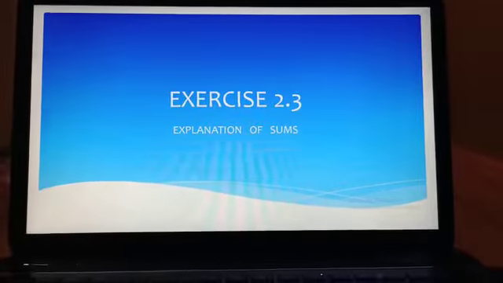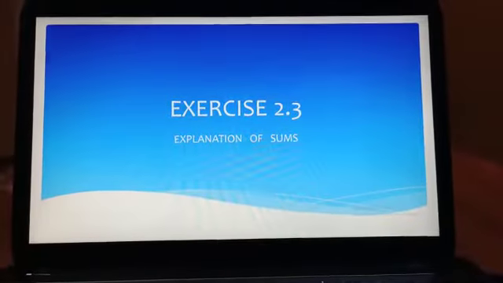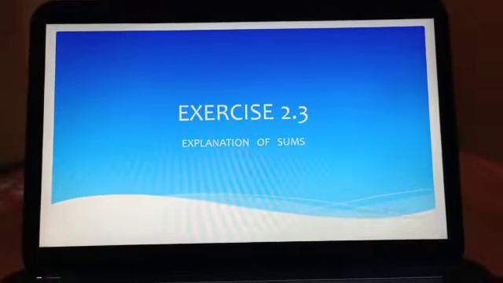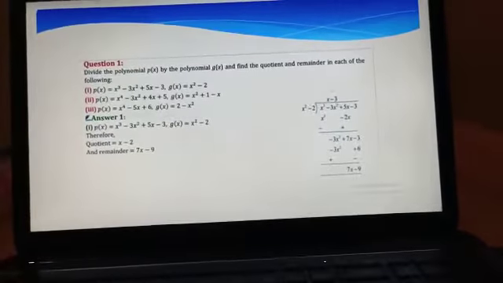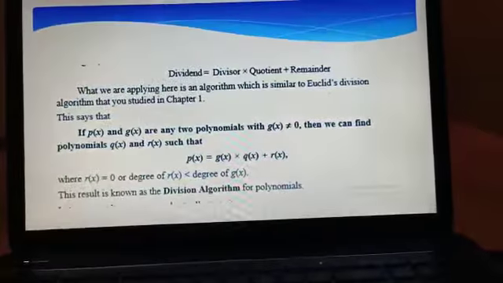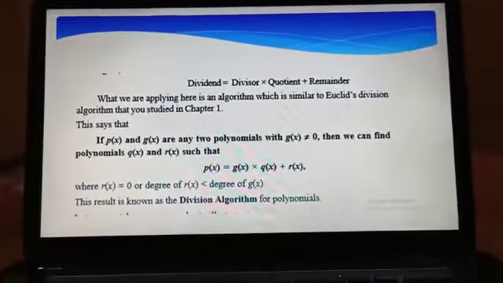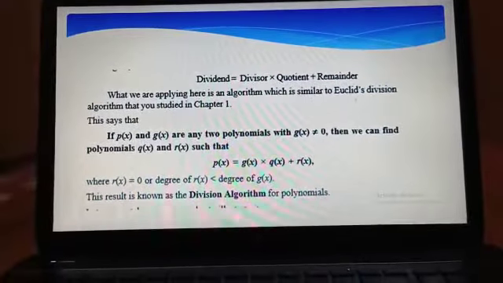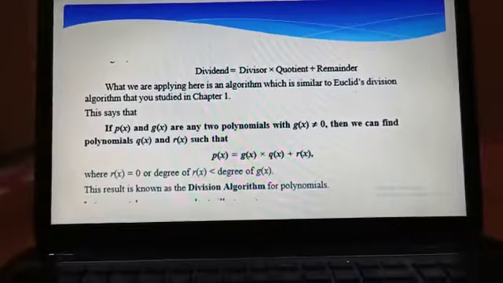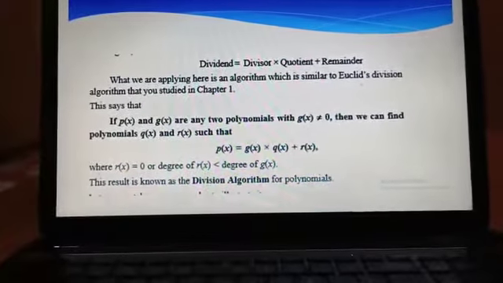Hello students, in this video we will be discussing the sums of exercise 2.3 of class 10 polynomials chapter. Before we come to this exercise, I want you to just revise this. This is Euclid's division algorithm which you have done in the earlier classes. Dividend is equal to divisor into quotient plus remainder. So here you have studied this in the younger classes.